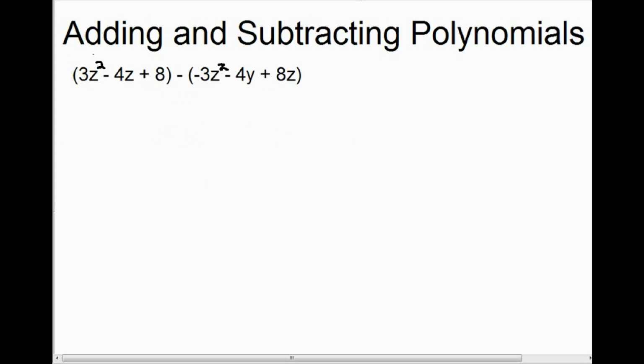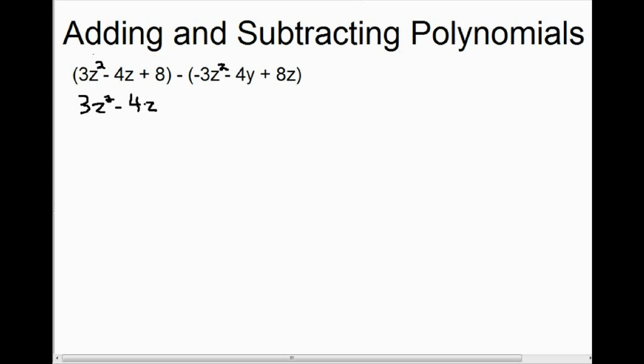Alright, so let's take a look at another example where, again, we're subtracting two polynomials here. So the first thing we're going to want to do is remove the brackets. And when we remove the brackets on the first polynomial, nothing changes. Everything stays exactly the same because we're not distributing anything into there. So I can just rewrite 3z squared minus 4z plus 8.